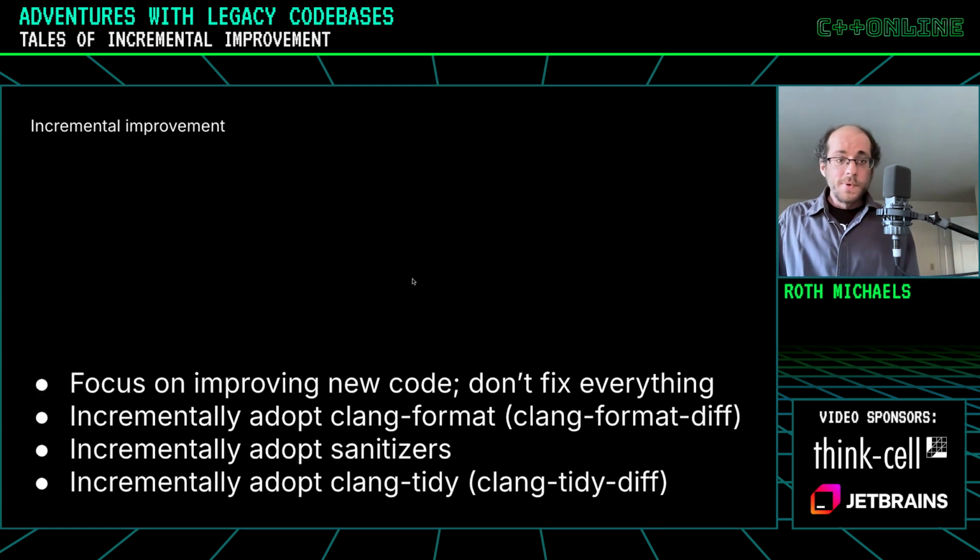So in summary, focus on new code. You're not going to be able to fix everything at once, and you want to incrementally adopt things. Incrementally adopting clang-format is useful. Incrementally adopting sanitizers for runtime analysis. And incrementally adopting clang-tidy is something I'd recommend.